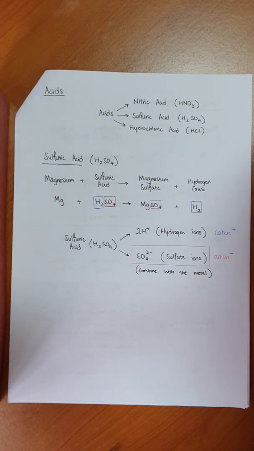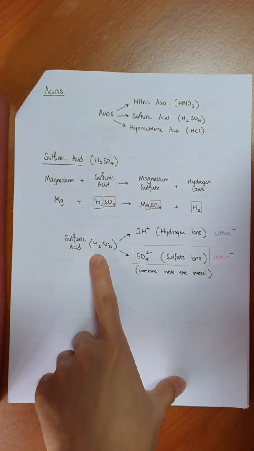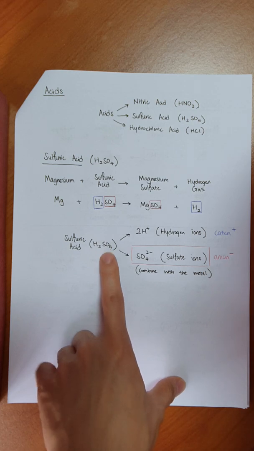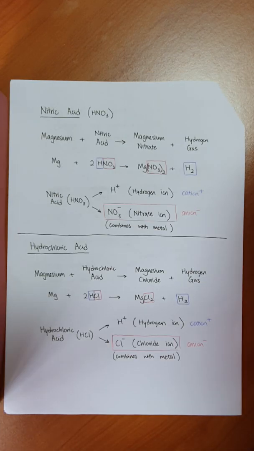How I like to remember charges is that H is always plus. So if there's a 2H, if here is 2 plus, then here should be what? Here should be 2 minus. Simple. Okay, the next 2 acids that we are having are nitric acid and hydrochloric acid.